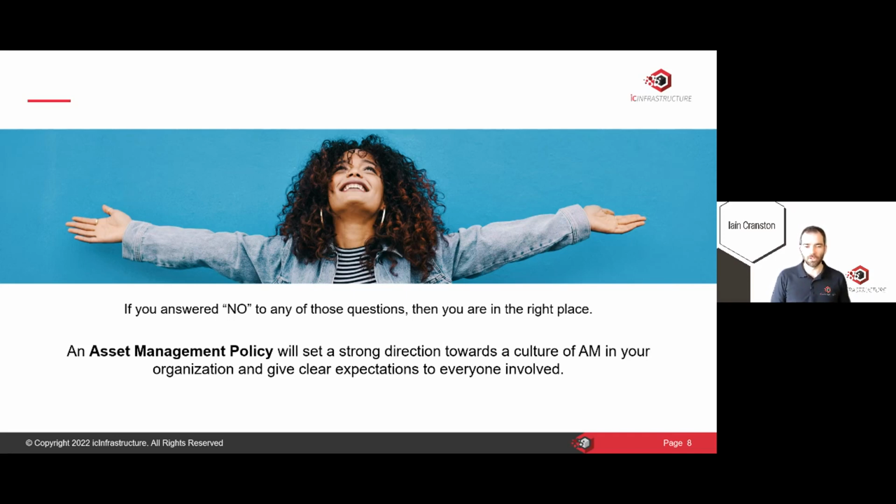An asset management policy is a really important part of setting that direction in your organisation and establishing that culture of asset management, giving people a clear understanding of what this is about, how we should be behaving, and the things that we should be striving to implement as an organisation from a principles perspective.